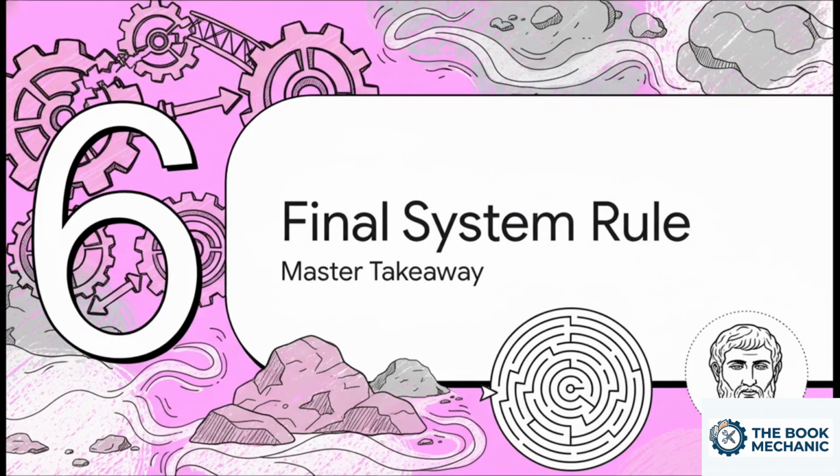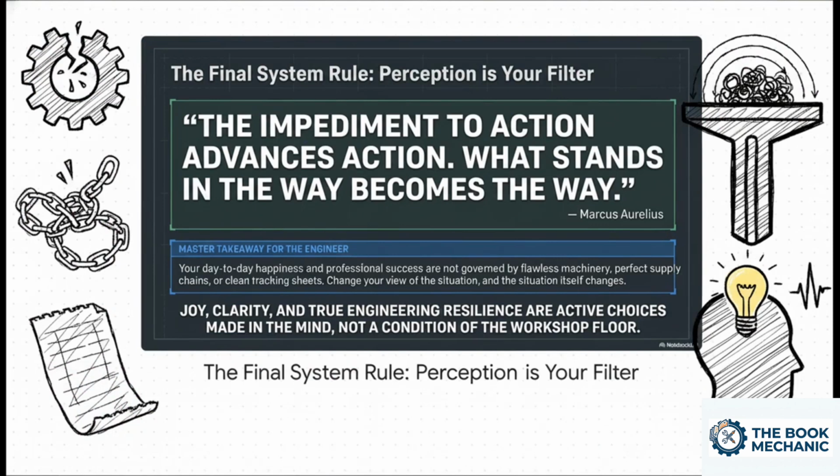And finally, section 6, the final system rule. The final system rule is a powerful reminder that our day-to-day happiness isn't governed by having flawless machinery, perfect supply chains, or perfectly clean tracking sheets. I highly recommend turning this into a daily habit. Use it as a quick morning reflection exercise before you even step onto the workshop floor or into the office. Just remind yourself that joy, clarity, and true engineering resilience are active choices made in your mind, not a condition of the garage. Perception is and always will be your ultimate filter.